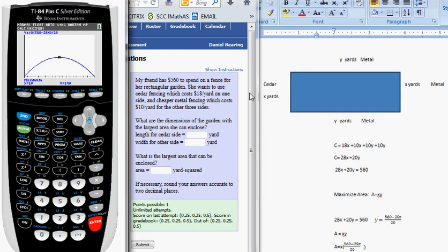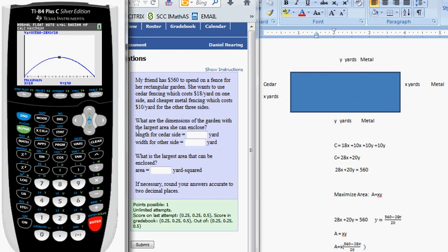Remember that x represents the number of yards of cedar. My output is not really y. It really is, if you remember right, we replaced y where there was an a in my equation down here. So the output there actually isn't the number of yards of metal. It actually is the area in square yards of my rectangular garden. So the maximum area is going to be 140 square yards. And we build it by making a cedar side 10 yards.